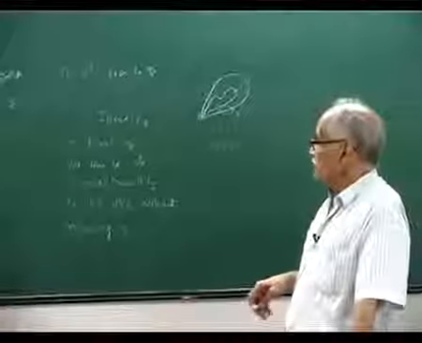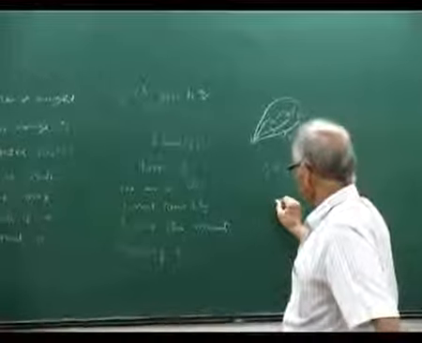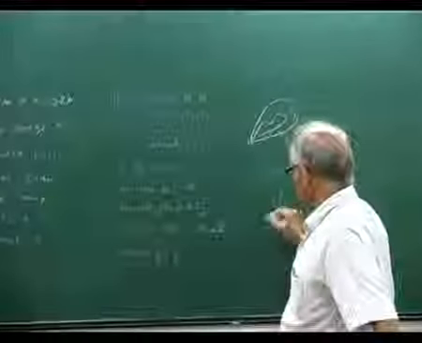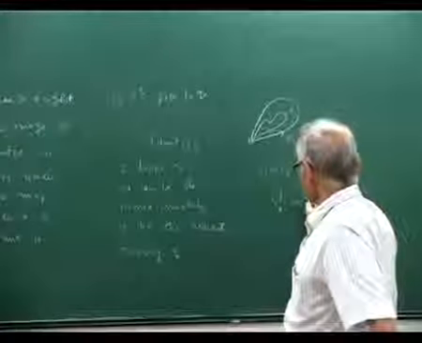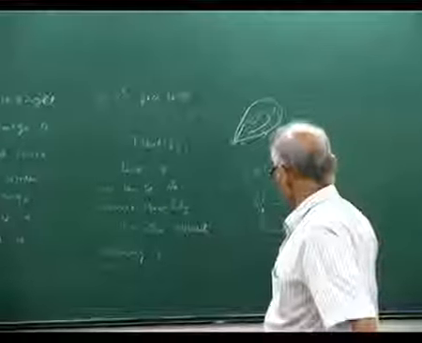So the map is from S1 star to M star. So these are what they call pointed spaces.